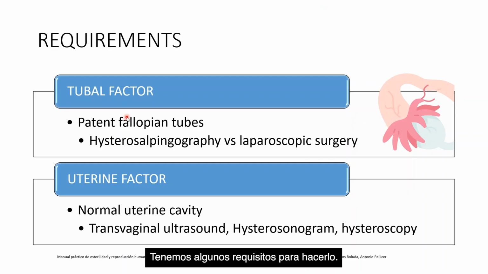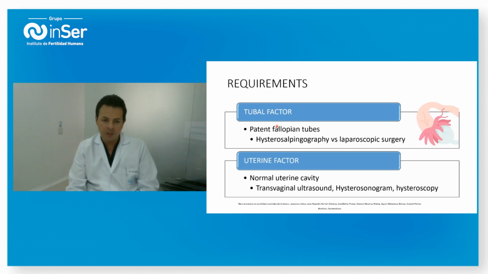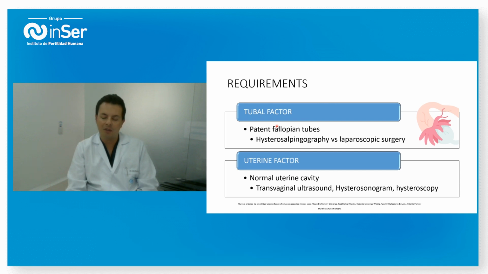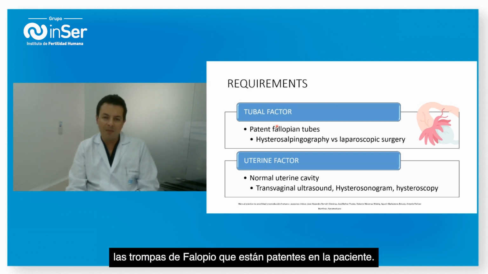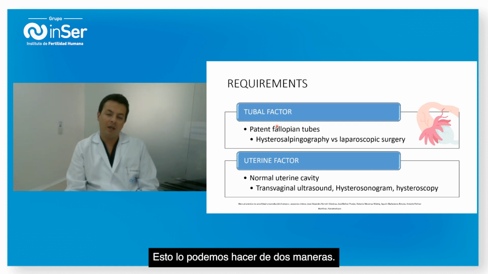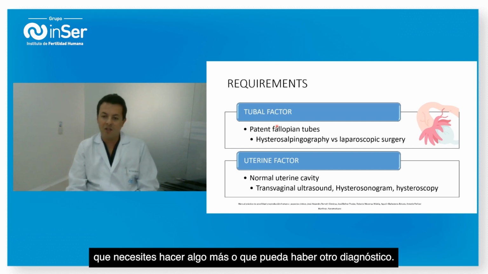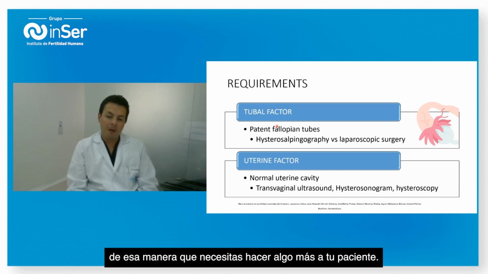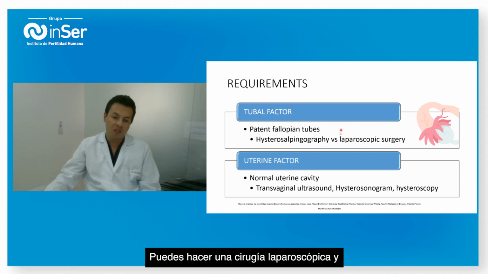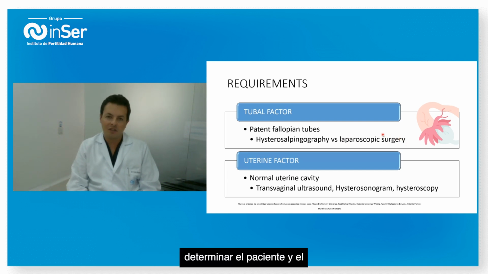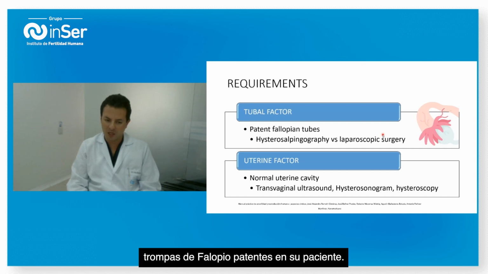We have some requirements to do it. The first one is that we have to check the tubal factor and determine that the patient's fallopian tubes are patent. We can do this in two ways. One is with the hysterosalpingography, or, in case that you need to do anything else, or there might be another diagnosis, you can do a laparoscopic surgery and determine the patent fallopian tubes of your patient.